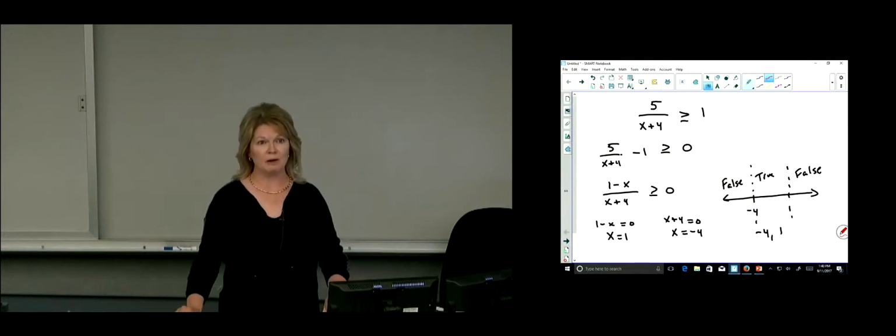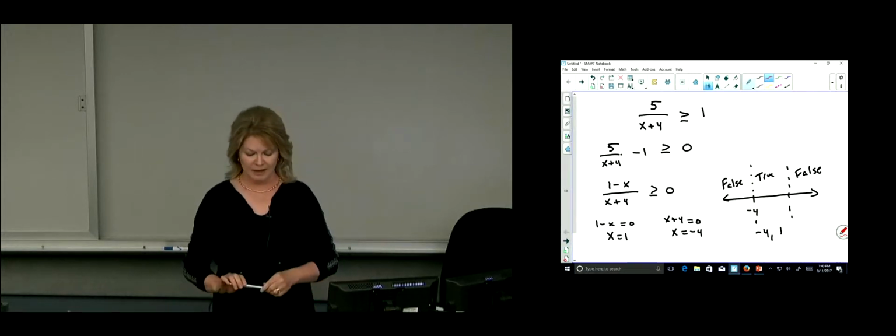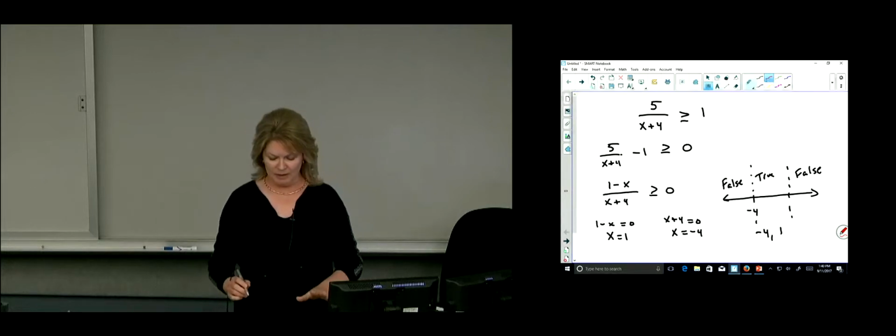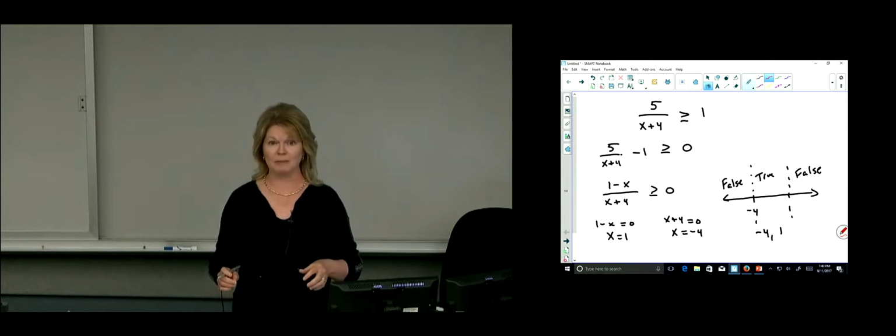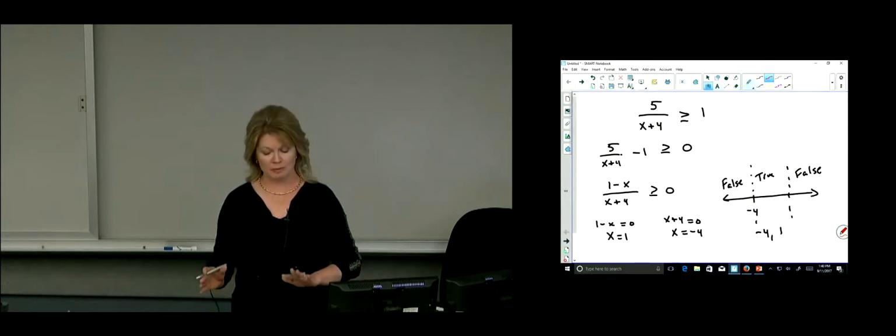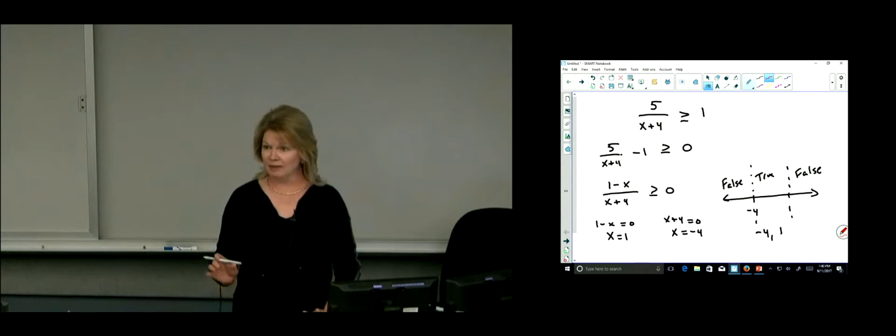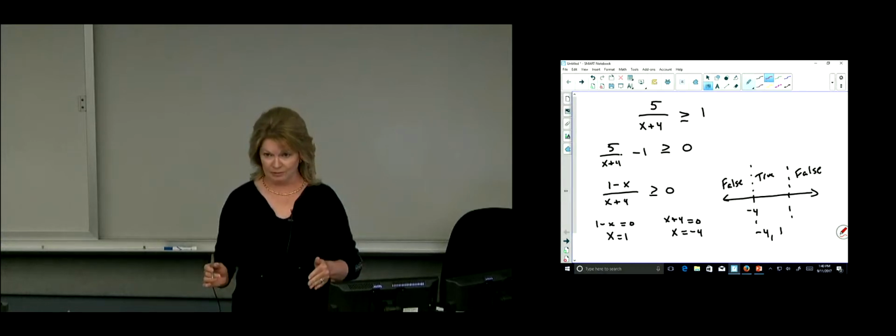Then we draw our little number line, and we found that 1 made the numerator 0, and we found that -4 made the denominator 0. And then we chose test points and plugged that into the original problem to see where was true, where was false. And we found that the interval that was true was between -1 and 4. Okay, so that's what we had done last time.